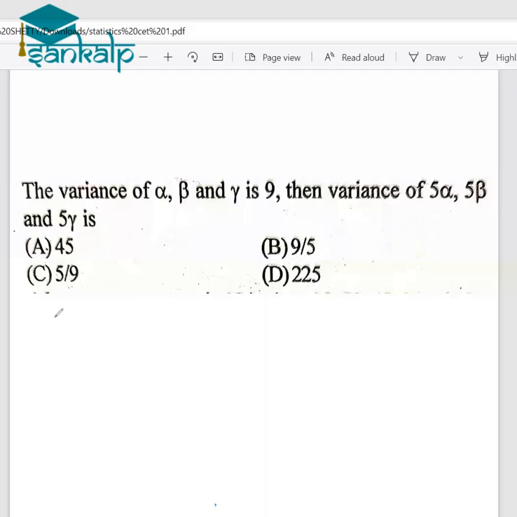So the next question, question number 18: the variance of alpha, beta and gamma is 9. So the variance value, sigma square, is equal to 9. Then the variance of phi alpha, phi beta and phi gamma is equal to... we know the relation: the square of the constant into the original value. So the new sigma square will be equal to k square into the original sigma square.